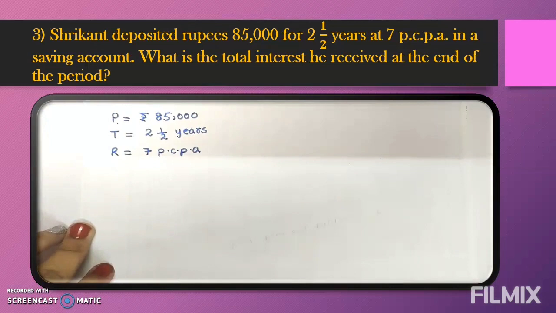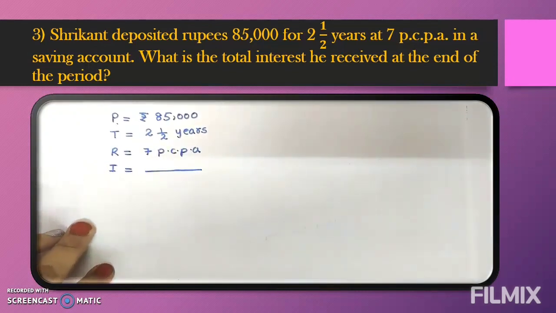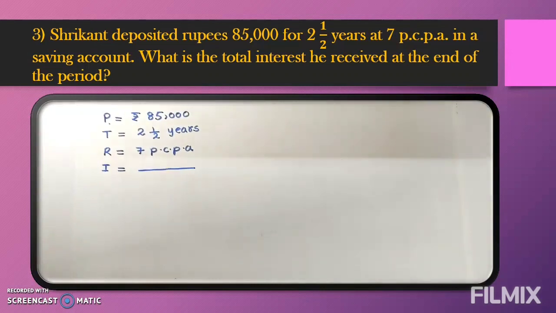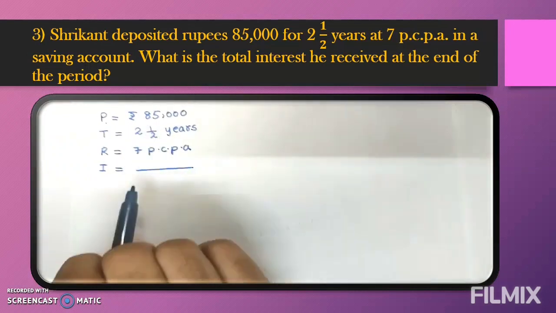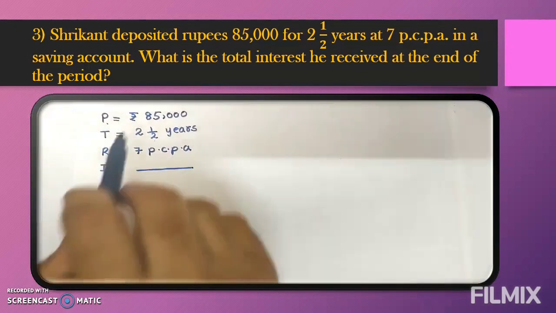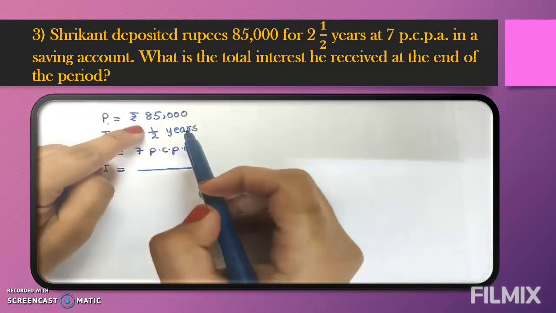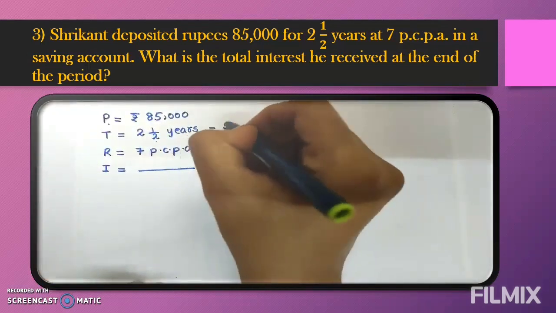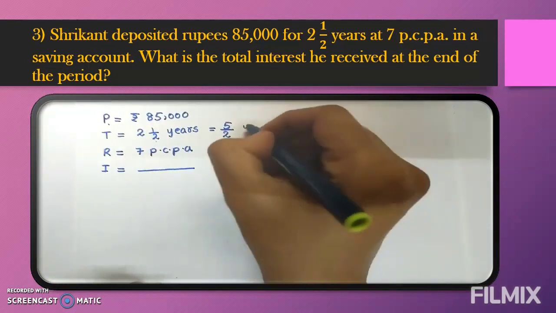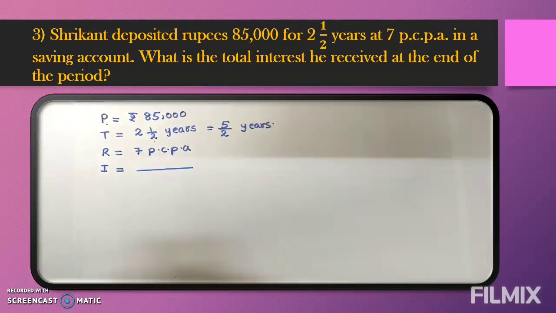Then they are asking, what is the total interest he received at the end of the period? They are asking for interest, that is I is question mark. So our sum is very simple. As they are asking I, we will use the formula of I, that is PTR upon 100. But if you notice, time is in a mixed fraction. In lower classes, we have learned how to solve mixed numbers. Multiply these two numbers and add this: 2 2s are 4, 4 plus 1 is 5, and the denominator stays the same, 2. So you simplify first, and then we solve in the same way as before.